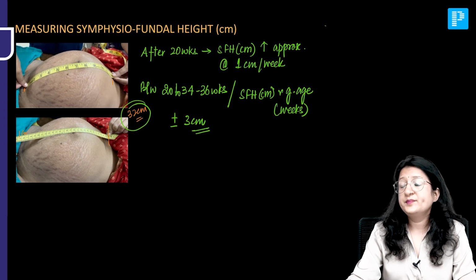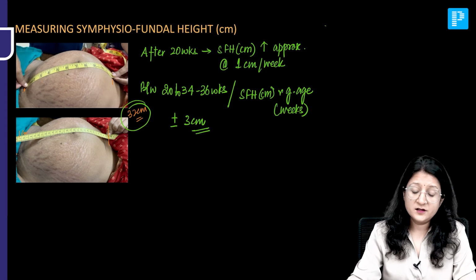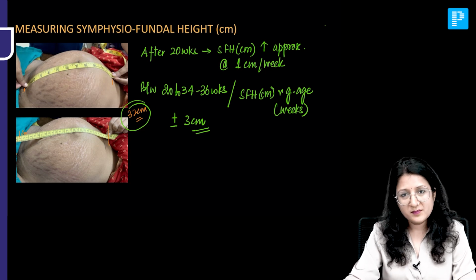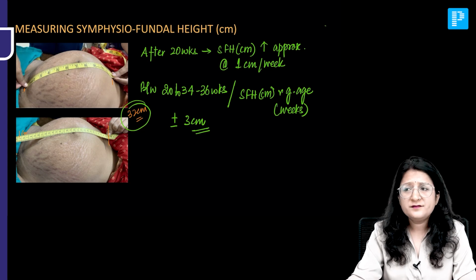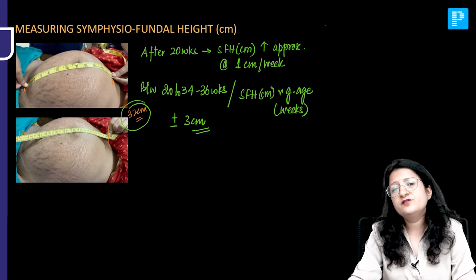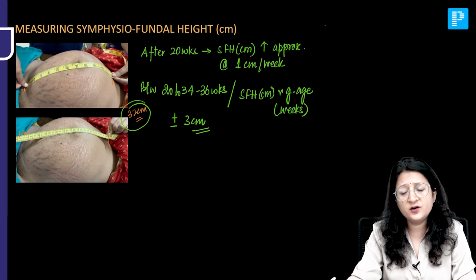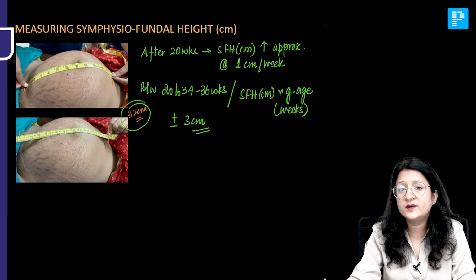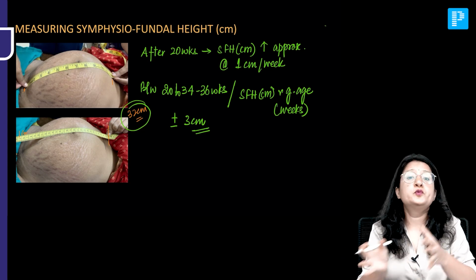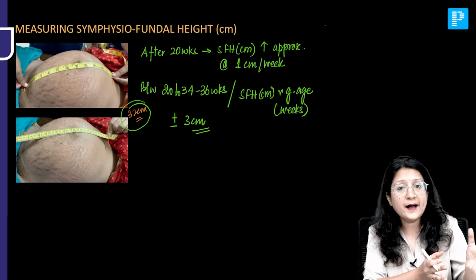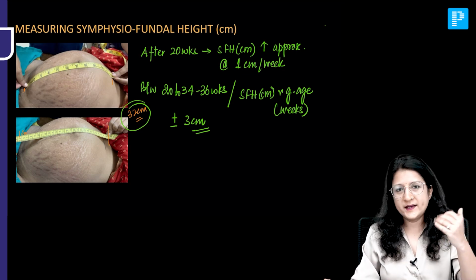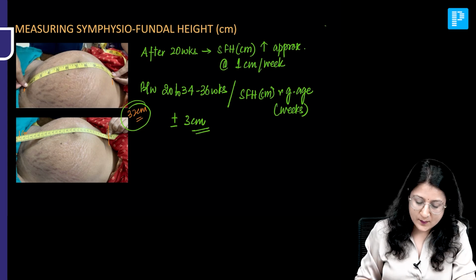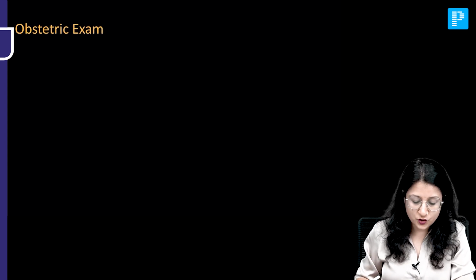Now also remember that it is important that the woman is examined per abdominally after emptying her bladder, because many times in OPDs you will find that patients have been waiting in line for a long duration of time and they come into your OPD with a full bladder and then you examine them. A full bladder is going to push the uterus slightly up and you may get a falsely elevated fundal height. So it is good practice to examine the patient with an empty bladder after they have passed urine, right?